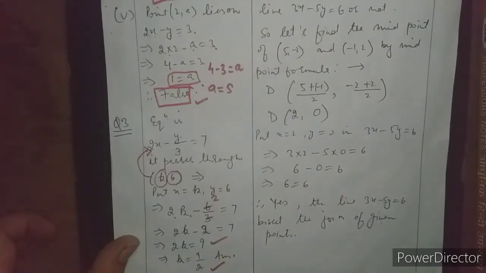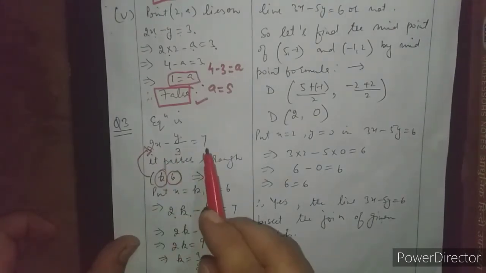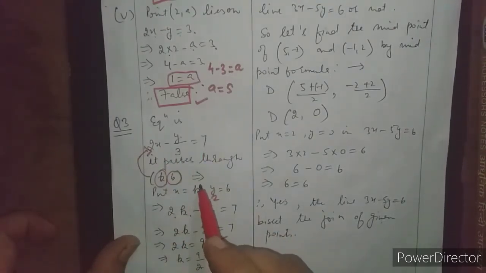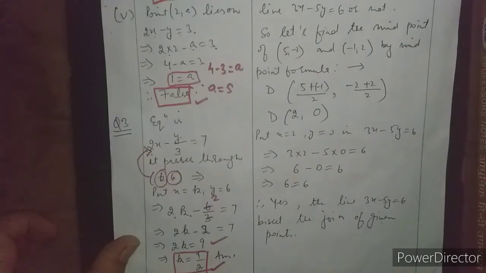See how easy. When it was given that the line passes through the point, we put back the values of x and y, and we got the value of the unknown here. How simple the things are, right?